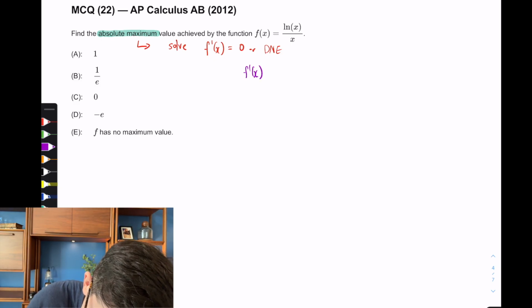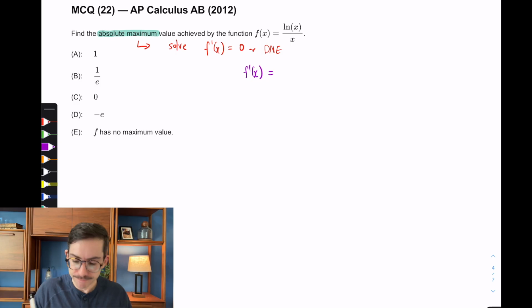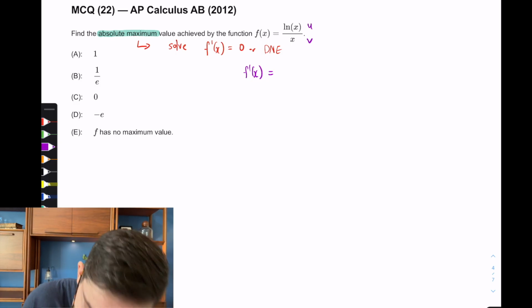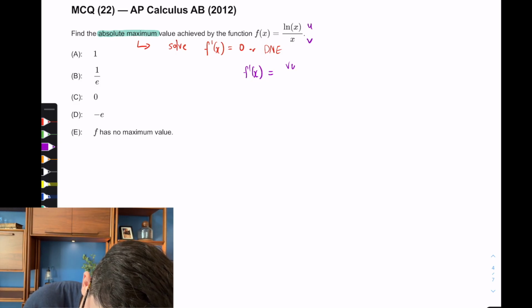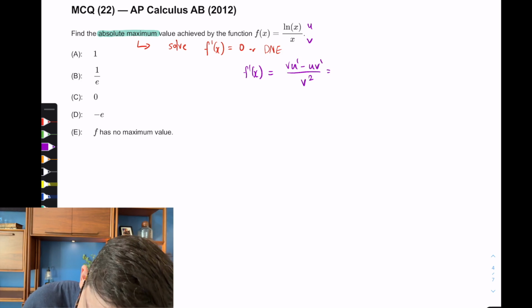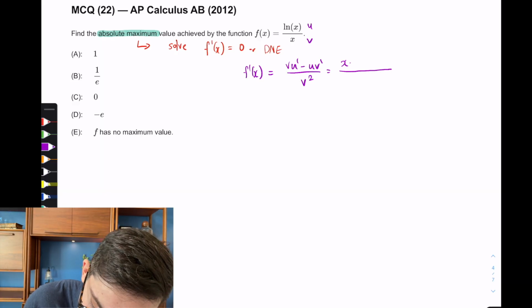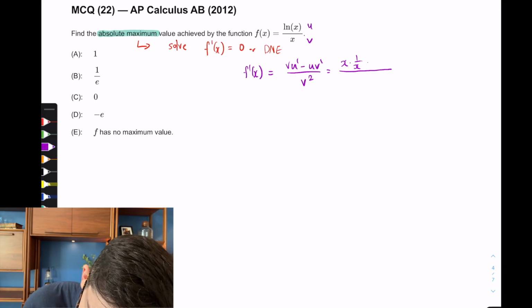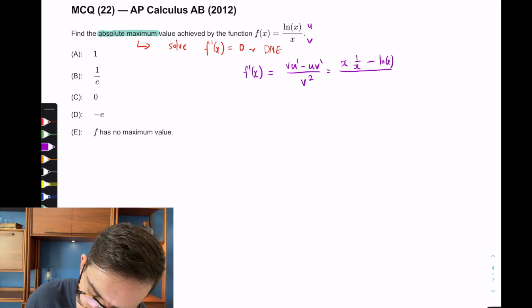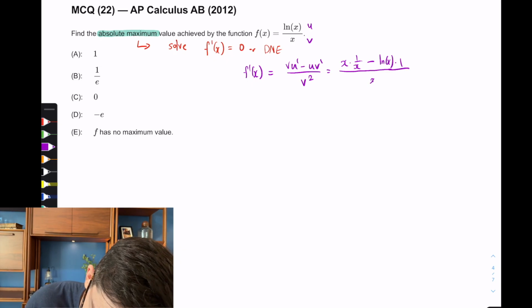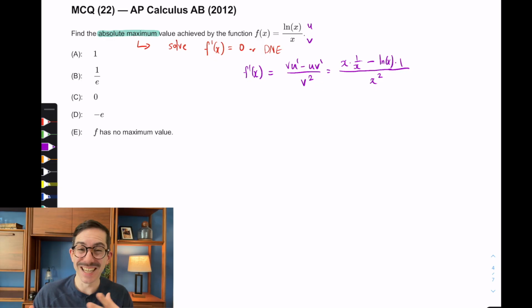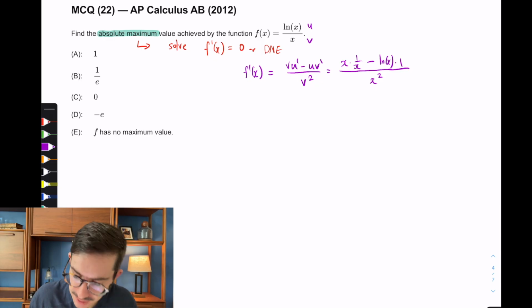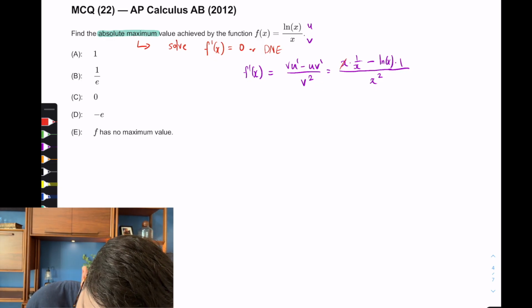Well, again, we have a quotient rule here. So I can use my formula, u over v, vu prime minus uv prime all over v squared. So I have x times the derivative of ln of x, 1 over x, subtract ln of x times the derivative of x, that's 1, and my denominator just gets squared. Again, since I'm working with this algebraically, let's tidy this up a little bit. So my x over x will cancel.